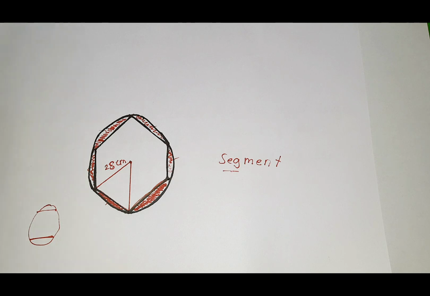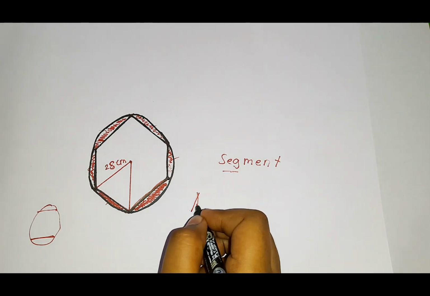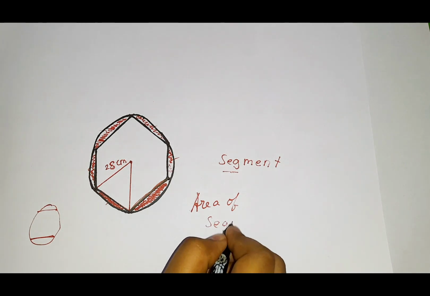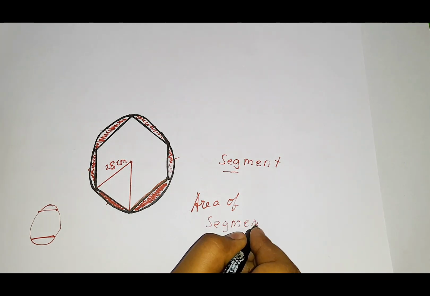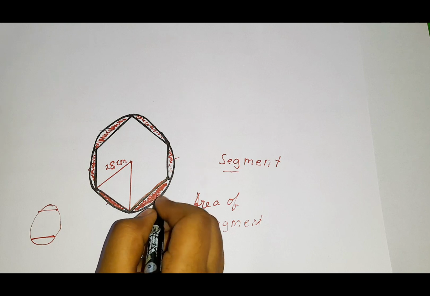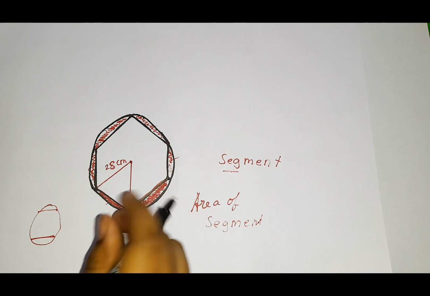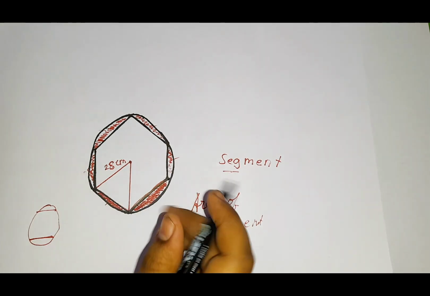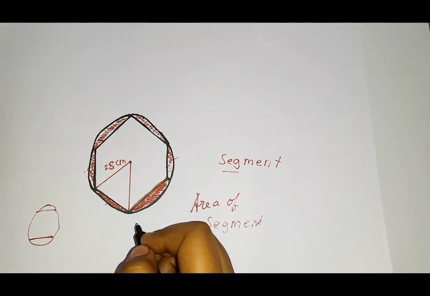Okay, so now we are going to find the area of the segment. Why? Because if we just find the area of the segment, this is the segment. Here, this one we call it a design, right? So here we have 6 designs. So we want the cost of making the designs, isn't it?